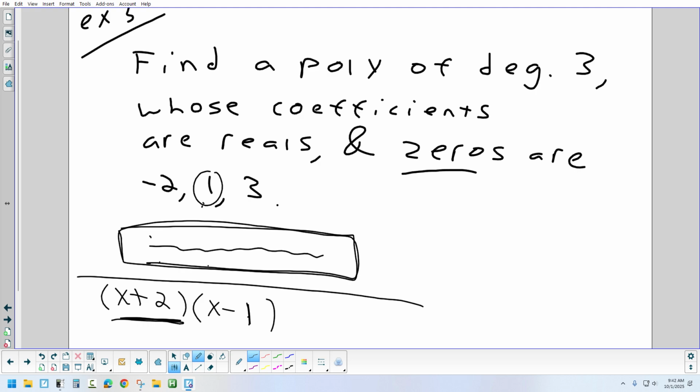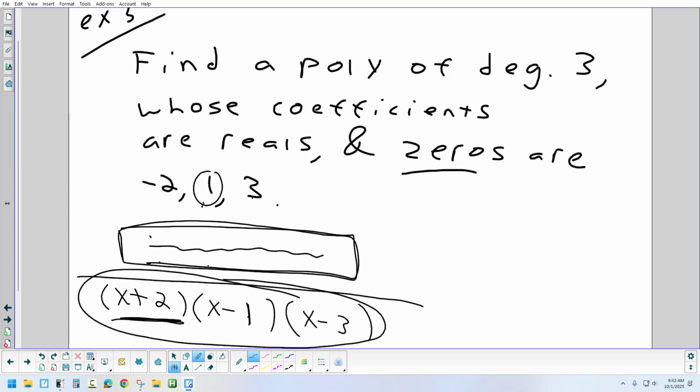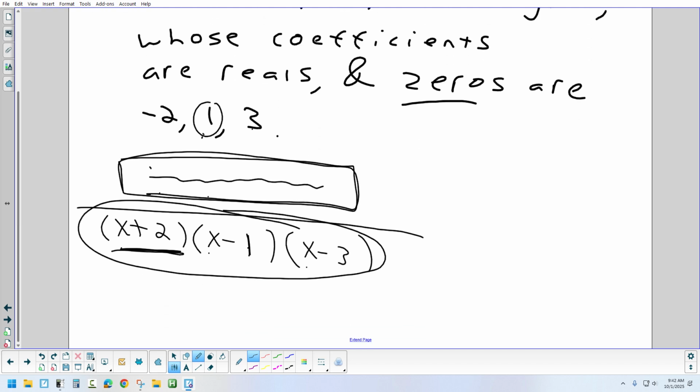Right? And I would need one more. What would be my last factor? Yep. X minus 3. It would have to be x minus 3. I need to come up with a polynomial that I can plug 3 into, and I know it will come out to 0. This polynomial right here will do that. If I plug in 3 here, I get 0. If I plug in 1 here, I get 0. And if I plug in negative 2 there, I will get 0. So now I just need to multiply that out to get my final answer.